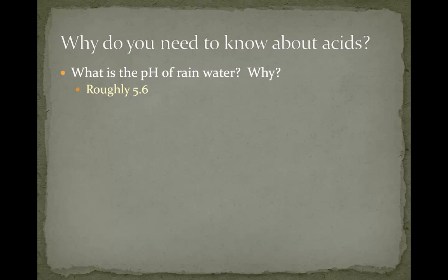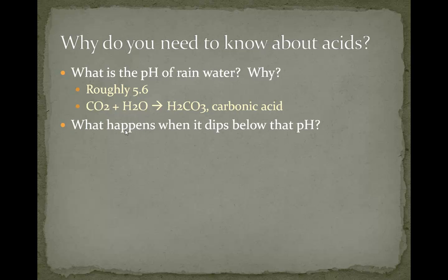And why is that? Well, don't forget that in the air isn't just nitrogen and oxygen. There's a lot of carbon dioxide. And when carbon dioxide mixes with water, we make carbonic acid. That drops the pH. But what happens if it dips below this pH? What if it's below 5.6? That is, I'm sure you can guess by now, acid rain.